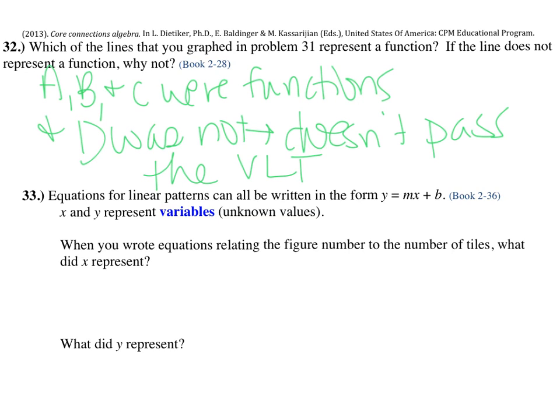So 33, equations for linear patterns can be written in the form of y equals mx plus b. X and y represent variables, which are the unknown values. So when you wrote equations relating the figure number to the number of tiles, what did x represent? X represented our figure number. And then the y represented the number of tiles.